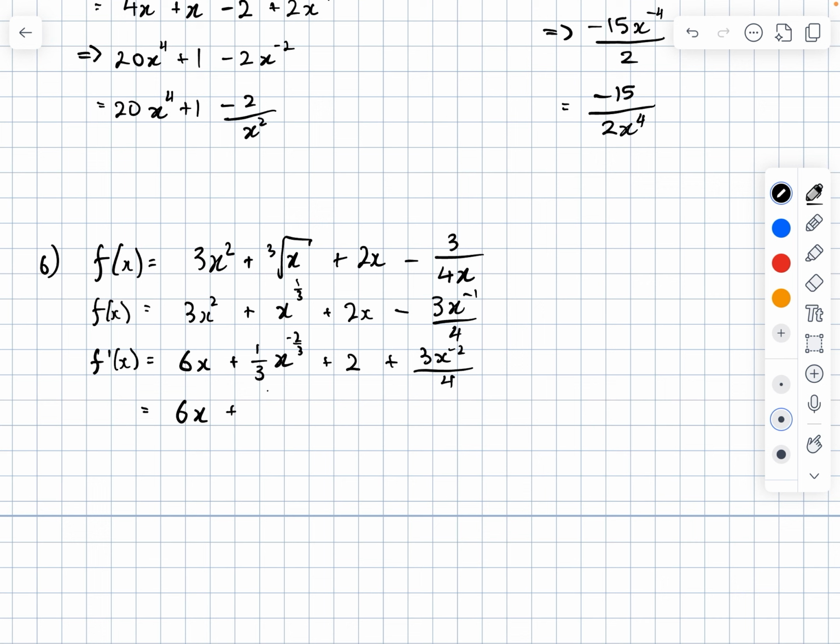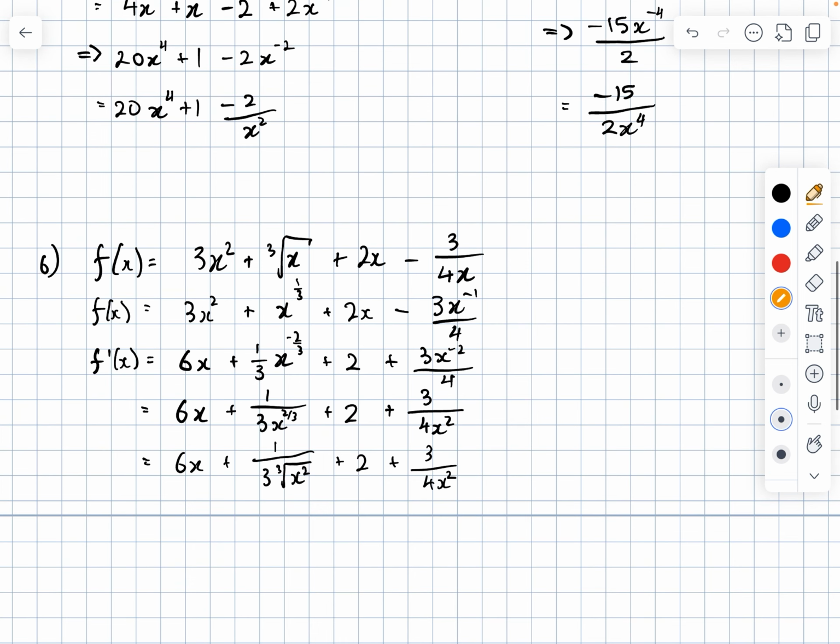And then rewriting this in a bit more simplified form, we can bring the x to the power of negative 2/3 to the bottom of this fraction by writing it as 1 over 3x to the power of 2/3 plus 2. And same with this x to the power of negative 2. Bring it to the bottom of the fraction, we get 3 over 4x to the power of 2. Now, if you wanted to write this in its original form, we can finally write this as 6x plus 1 over 3 times the cube root of x squared plus 2 plus 3 over 4x squared.